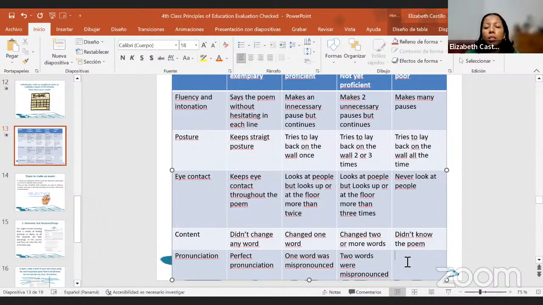And finally, in the last level, we can say that more than three or more words were mispronounced. Okay, that's right.